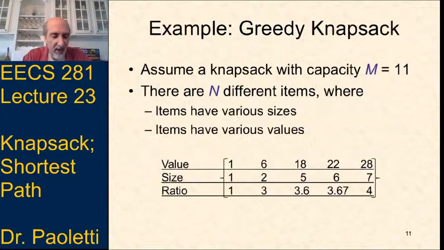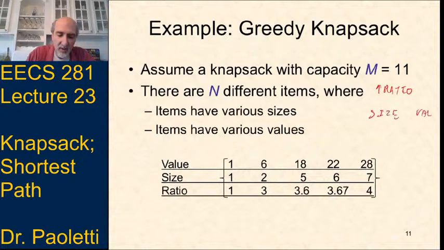So let's look at an example here. This is a copy of that table with the ratios filled in. Now if we go with the highest ratio, I've got a size and a value, and we go from the highest ratio. It turns out that the highest ratio is in the same order as the highest value. So if we take the highest ratio first, we can keep track of the ratio also.